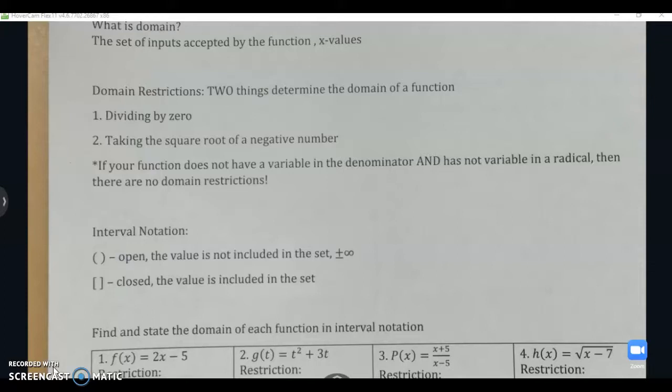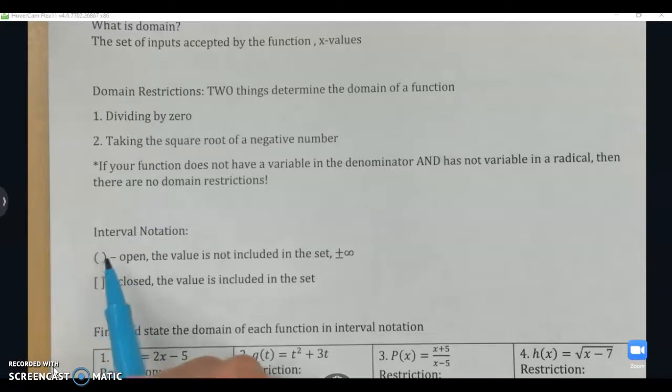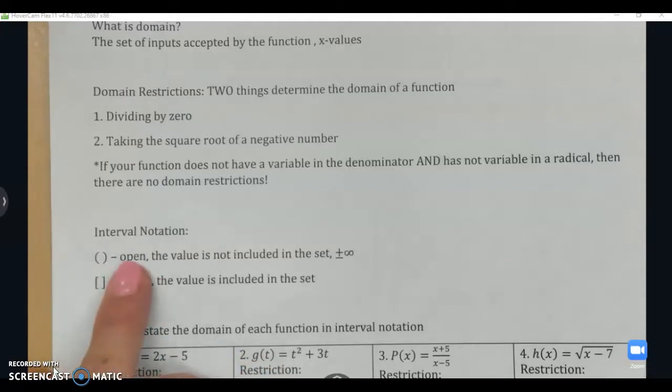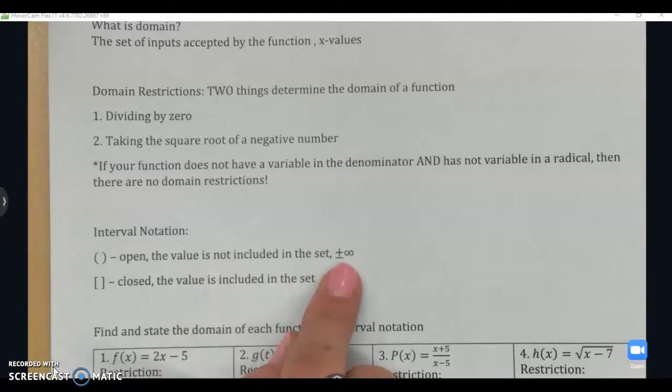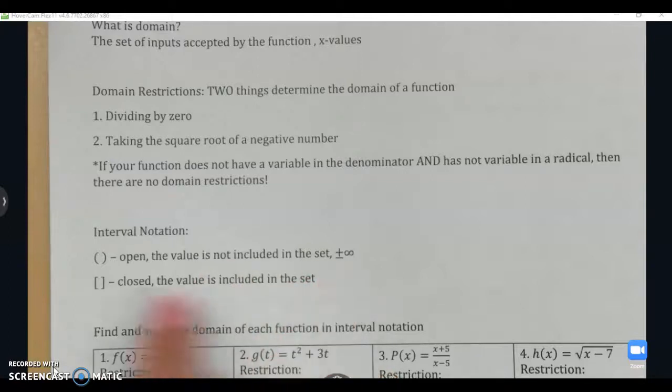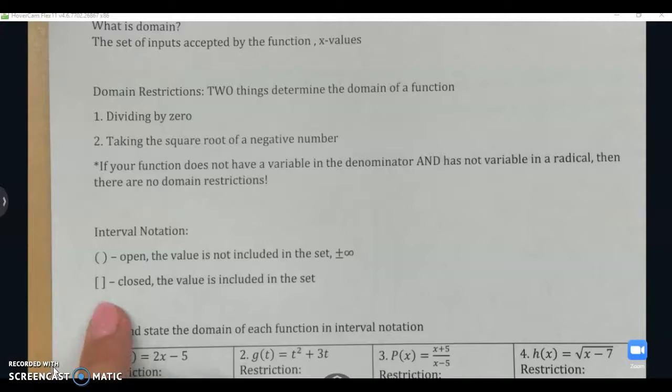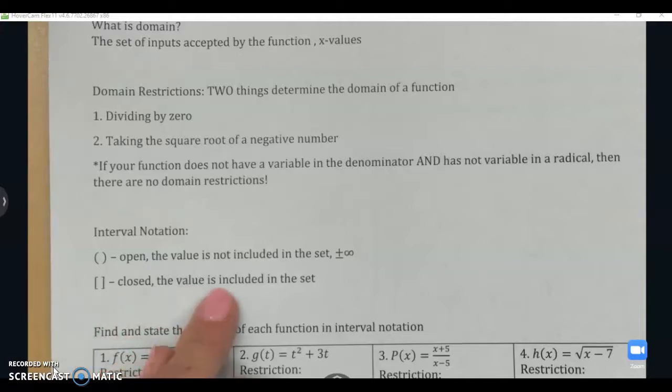So if your function does not have a variable in the denominator and it does not have a radical, then you have no domain restrictions. And today we're going to be practicing writing these in interval notation, which is where we use parentheses and brackets with our numbers separated by a comma in between. So we use parentheses if we have an open circle, the value's not included, or if we're working with positive or negative infinity. And then we use square brackets if we're looking at a closed circle, the value is included. That's where we use brackets.